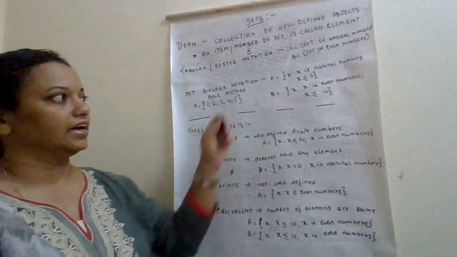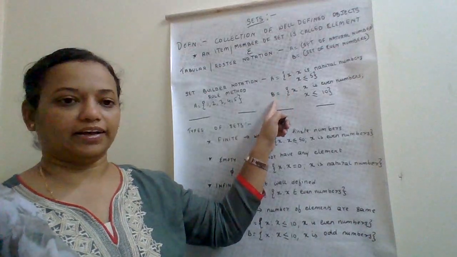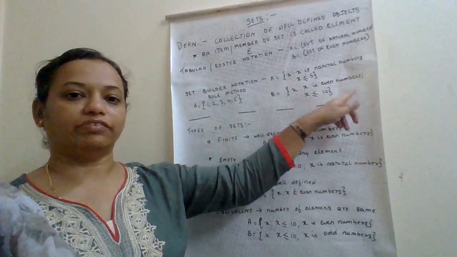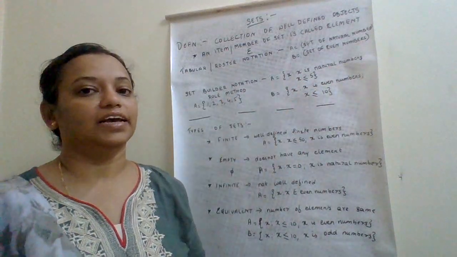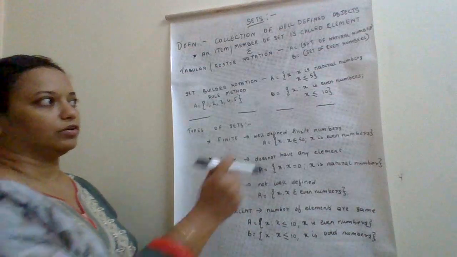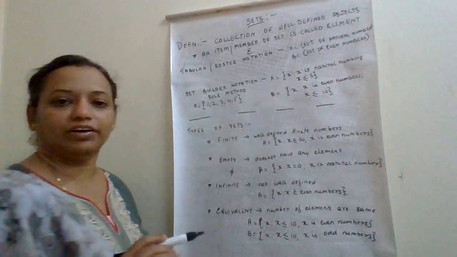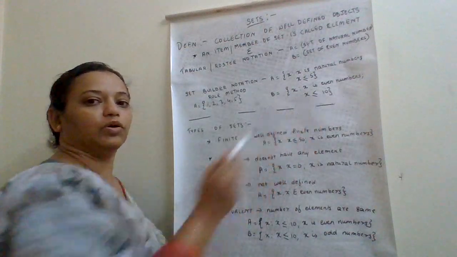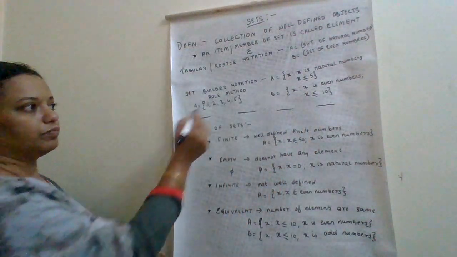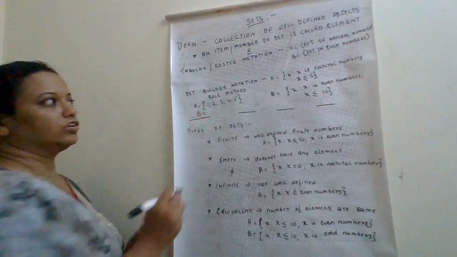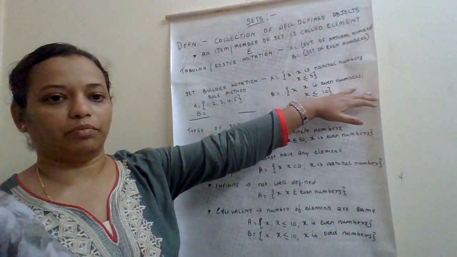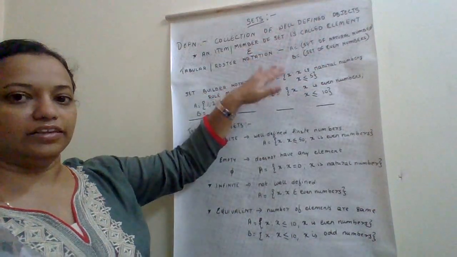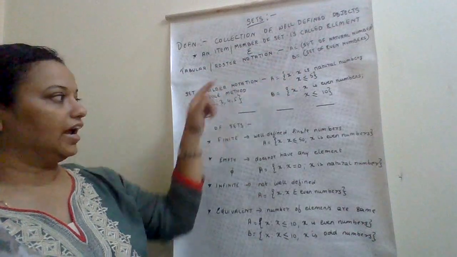Next, B is defined as x, wherein x is even numbers. That is a rule. The first rule is that it is an even number, and the second rule is that x is less than or equal to 10. So in this, what will be the set? They have given it in the rule format, or the set builder notation format, and this will be the answer for it.